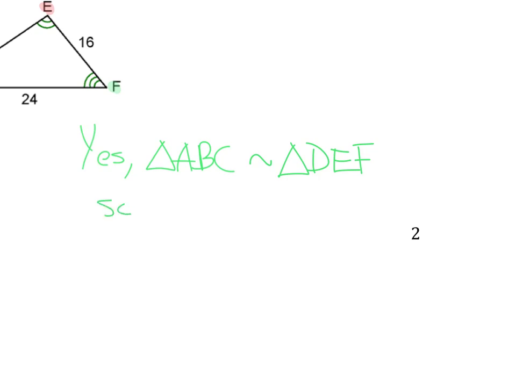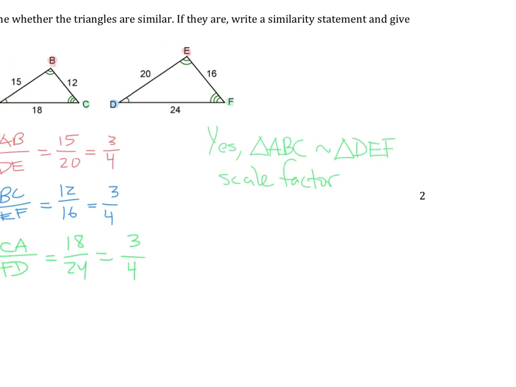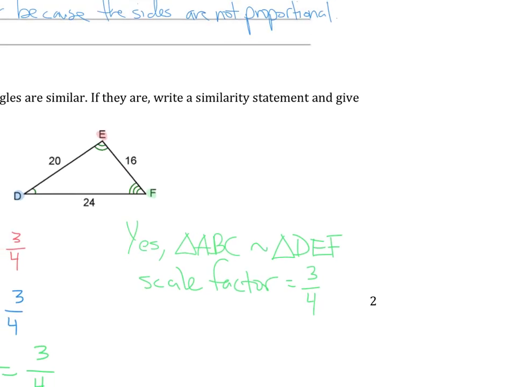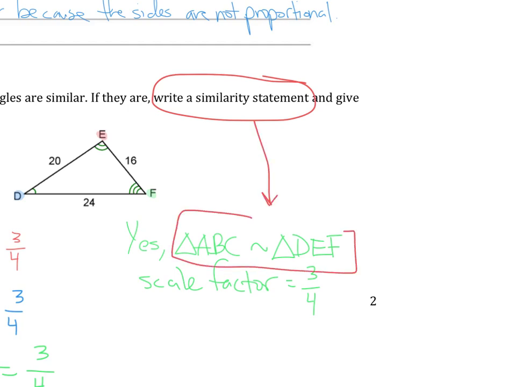And our scale factor, the ratio that tells us how much bigger it is, is that fraction right there. The fraction that all three of them come out to be, since they were the same, is 3 over 4. Now the problem said to write a similarity statement. That similarity statement is this part right here: triangle ABC is similar to DEF. So anytime it asks for a similarity statement, that is all you are wanting to write, is triangle this is similar to triangle that, or quadrilateral this is similar to quadrilateral that.